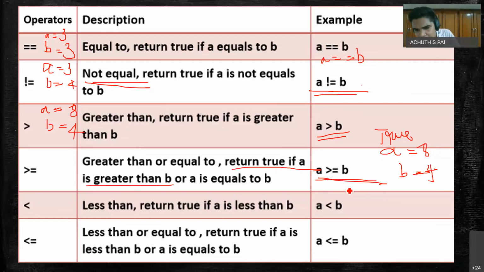Similarly, in the same example, if we use A as 8 and B also as 8, it returns true because it is told to return true if A is equal to B. See, it is told to return true if A is greater than B or A is equal to B. In the first case, we saw A was greater than B, and now we are seeing A is equal to B. So it gives us true.